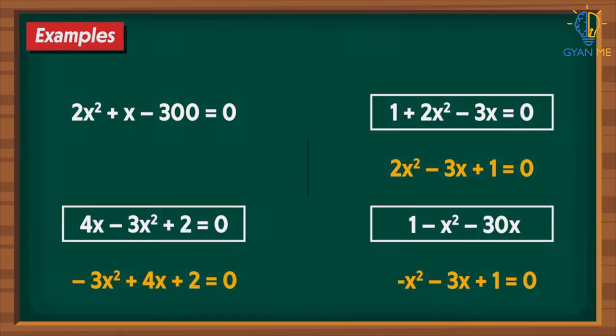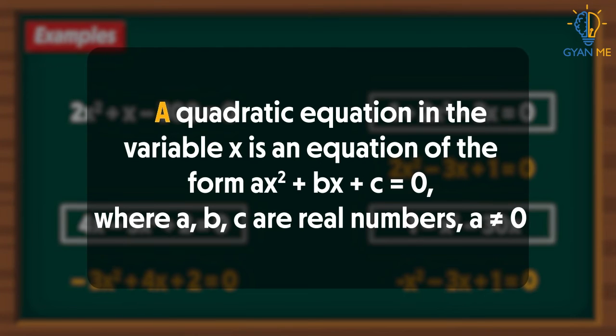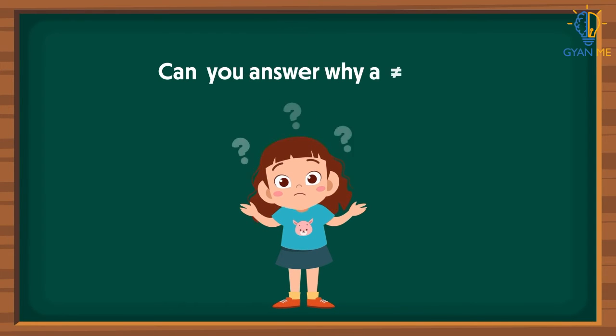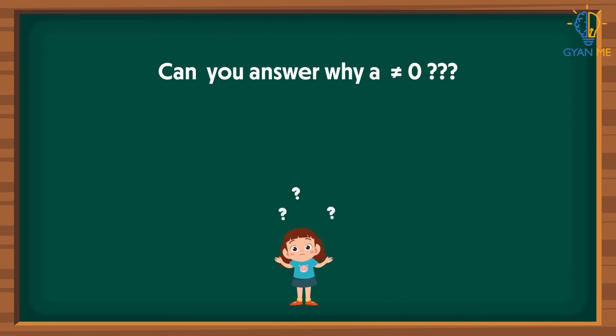Thus, we can say that quadratic equation in variable x is an equation of the form ax square plus bx plus c equal to 0, where a, b, c are real numbers. a cannot be equal to 0. Now students, can you answer why a cannot be equal to 0? Take a pause and think for the answer.